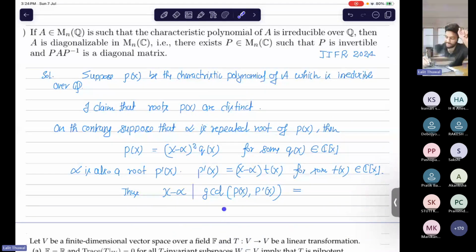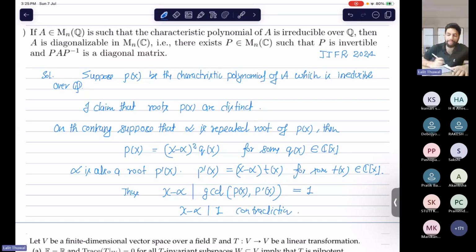And if F is an extension of Q and the GCD of two polynomials over Q is 1, then their GCD in F[x] is also going to be 1. Okay, you can prove it. That's not difficult. Let's suppose you have two polynomials whose GCD in Q[x] is 1, then the GCD of those polynomials will also be 1 in the extension. Okay, so this is 1. So x minus alpha divides 1. This is a contradiction.